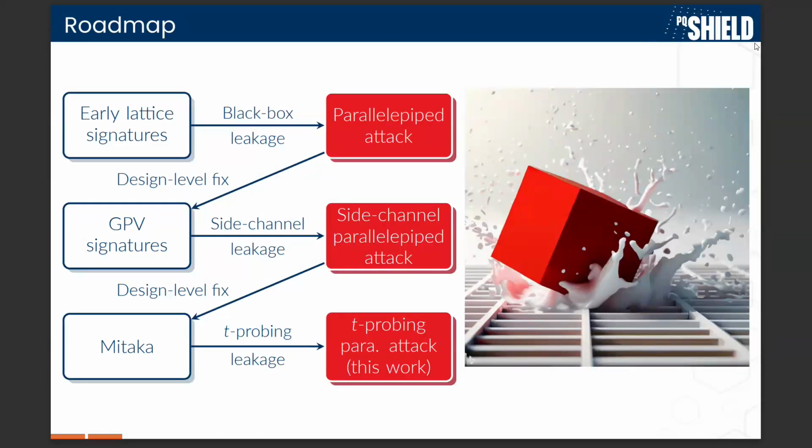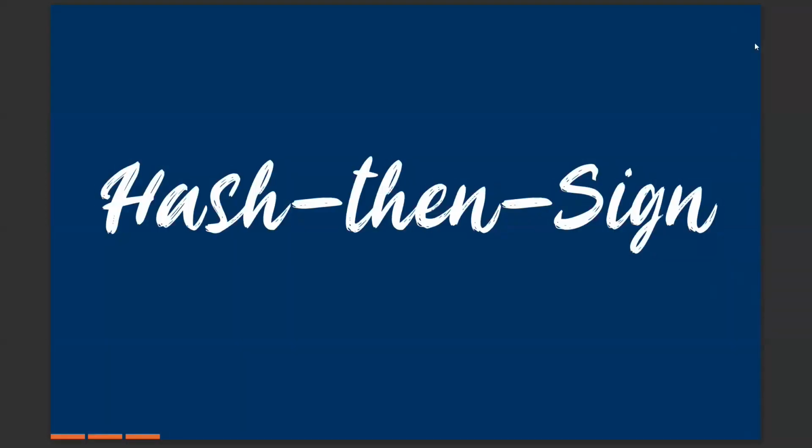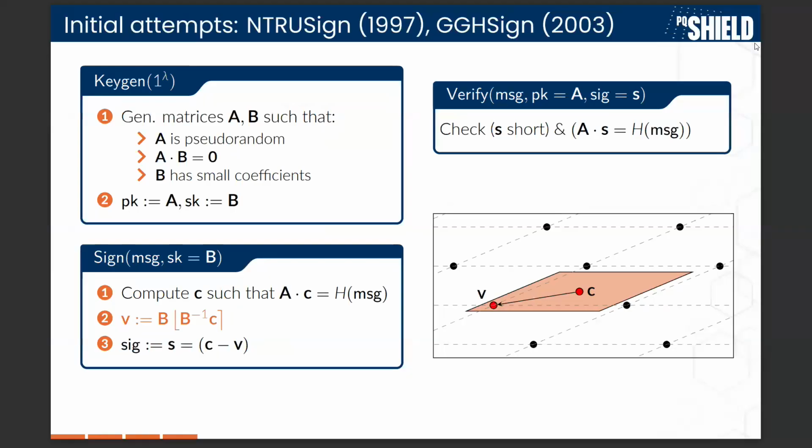And in this work, we show that the T-probing leakage model, which was the one considered by the Mitaka work, actually can be used to attack and break this scheme due to a flaw in the proposed proof that was given for Mitaka. All right, so that's the roadmap for the talk. So first, let me set the stage with these hash and sign signature schemes.